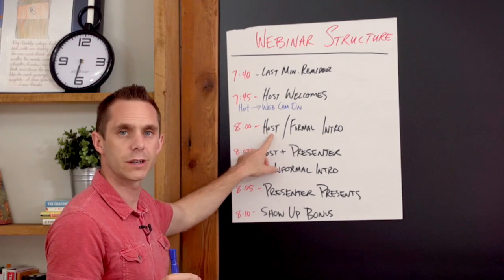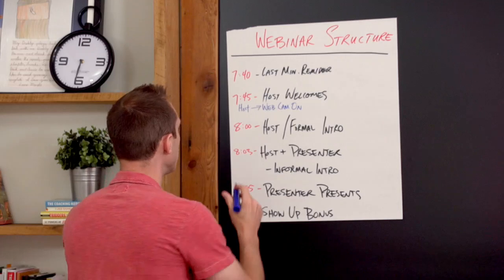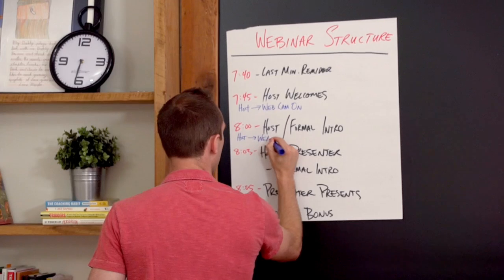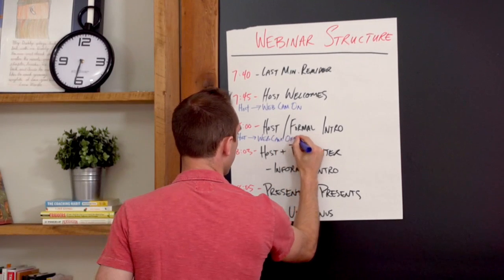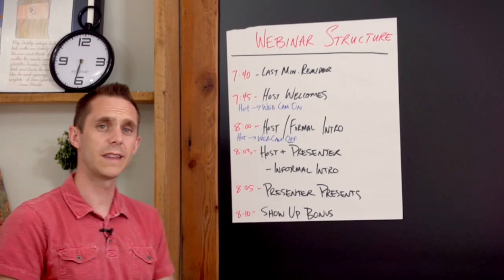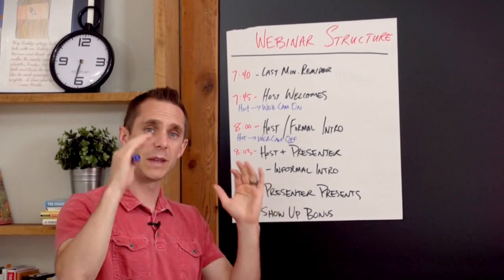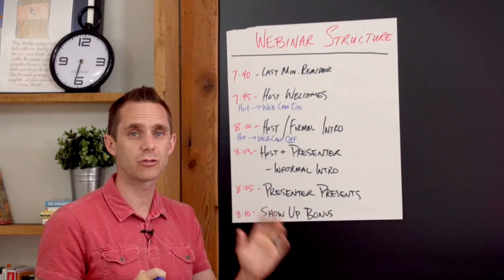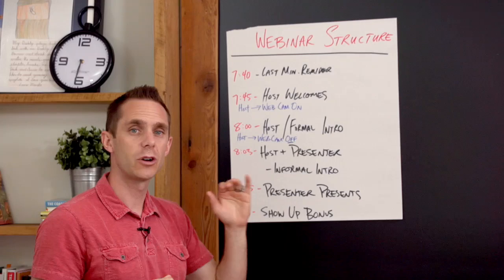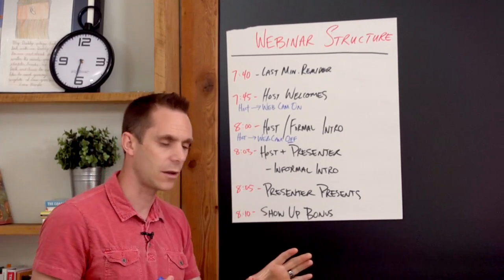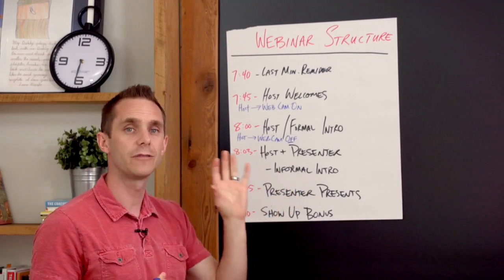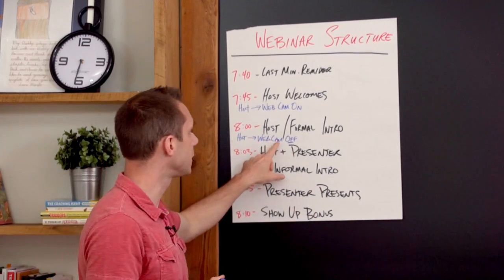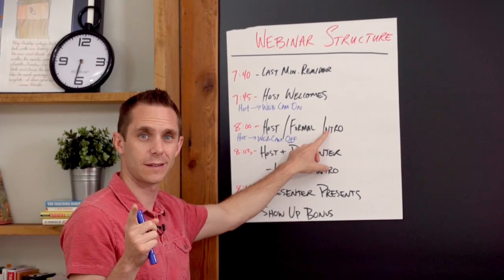Then when the host delivers the formal intro, the host has the webcam off. The reason they put the webcam off is because the intro is going to be formal, and it's going to have slides, and it's going to have a specific script that the host is going to read. So you don't want them having to pay attention to the webcam and to the actual script. So you shut the webcam off, and that also focuses your audience on what is being said and what is being shared, which you want during this formal intro time. Does that make sense? Okay.